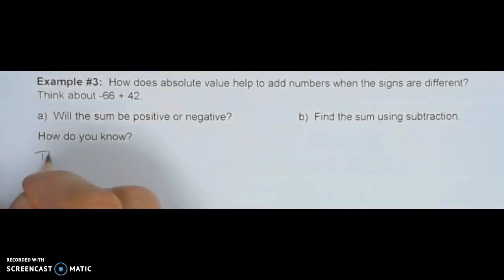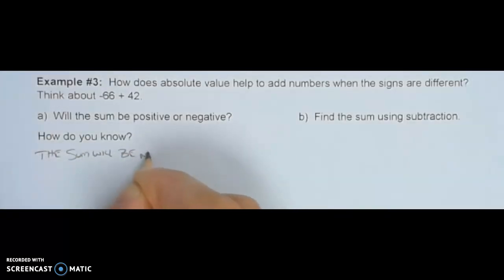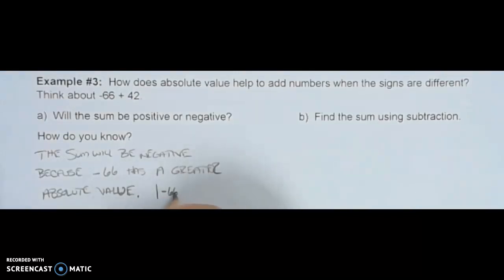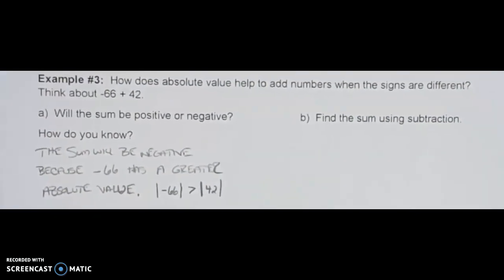So let's write that down. The sum will be negative because negative 66 has a greater absolute value. Okay, so if we compare the absolute values, the absolute value of negative 66 is greater than the absolute value of 42. So I know my answer is going to be a negative number.